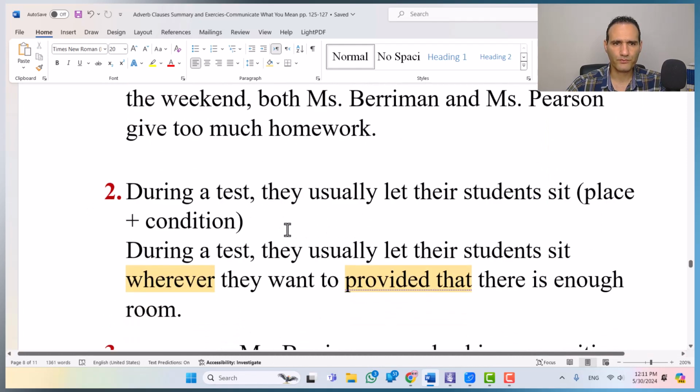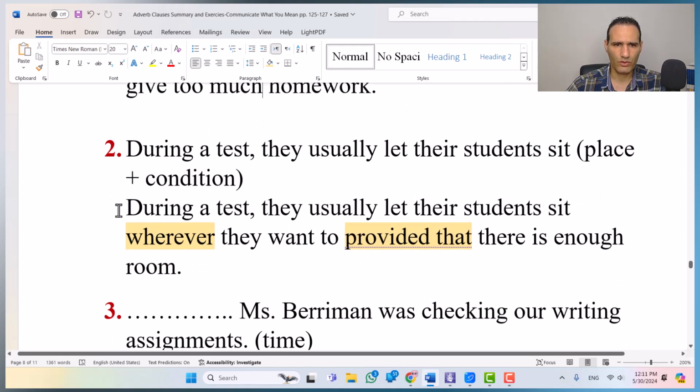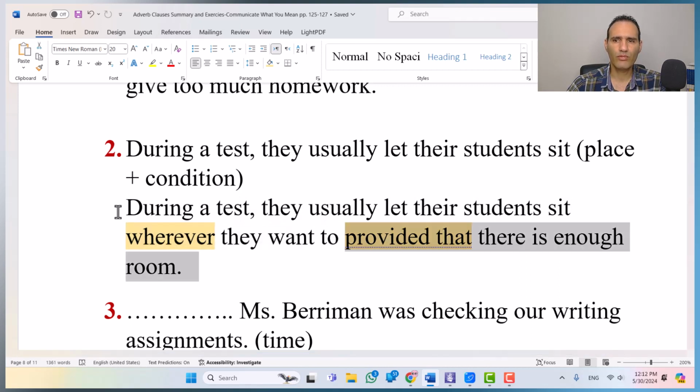Number 2. During tests, they usually let their students sit, place, and condition. So, during a test, they usually let their students sit wherever they want to, provided that there is enough room. Room is a noun, noncount. Noun here means space. It's not rooms. Room, space.